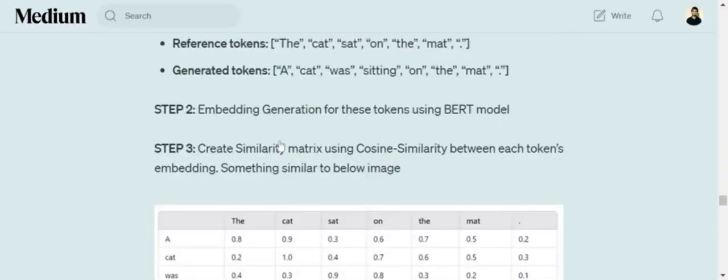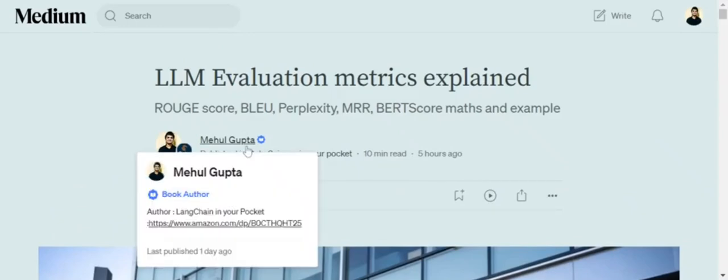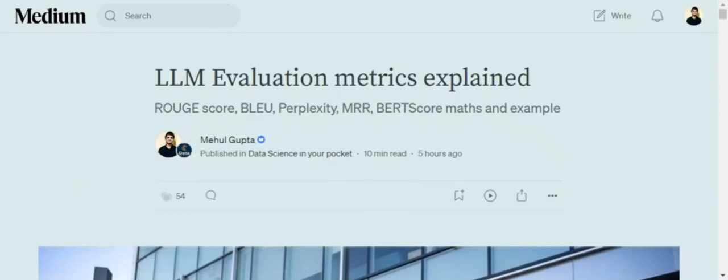So these are the five metrics that we discussed: BLEU, ROUGE score, Perplexity, MRR, and BERTScore for evaluating LLMs in this tutorial, alongside examples. I hope this tutorial was useful for you and you would be able to evaluate LLMs from now onwards. Thank you.